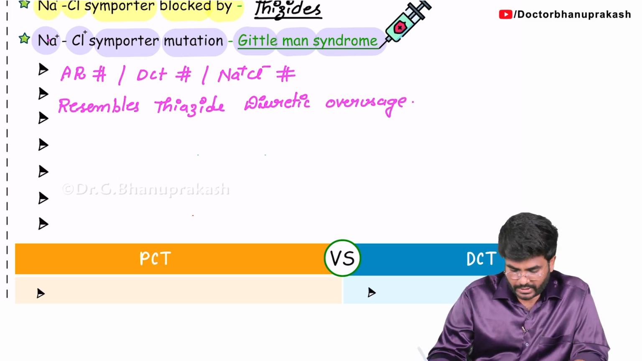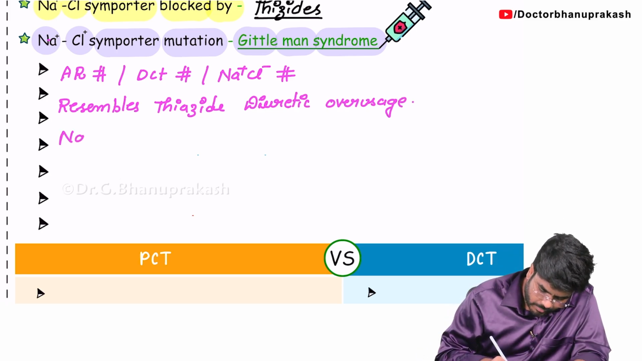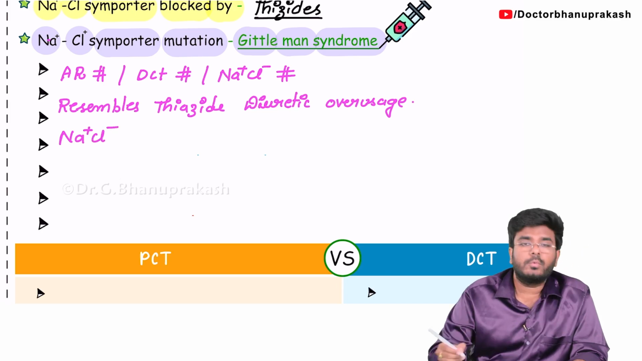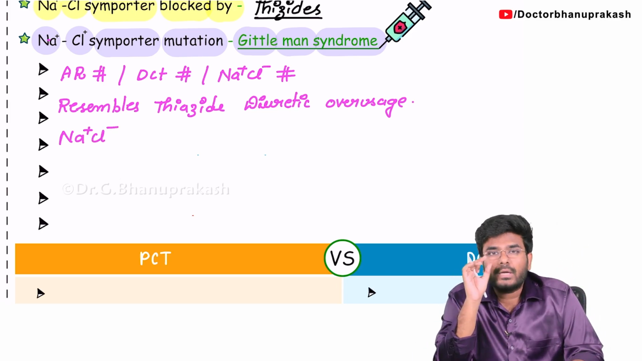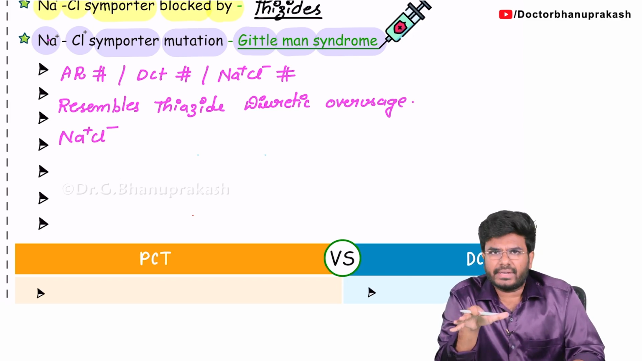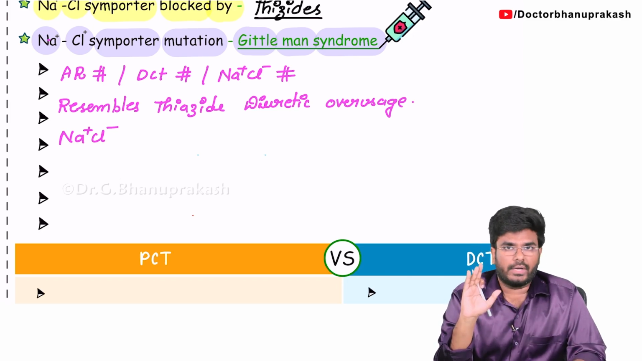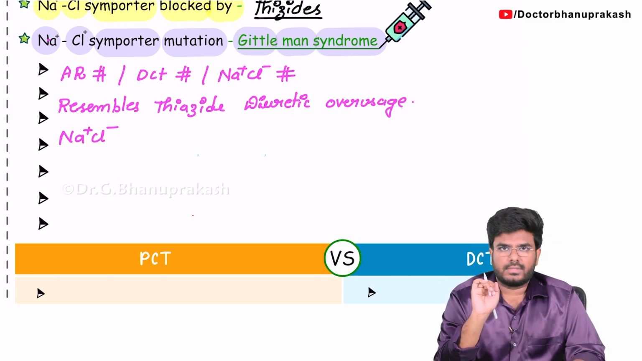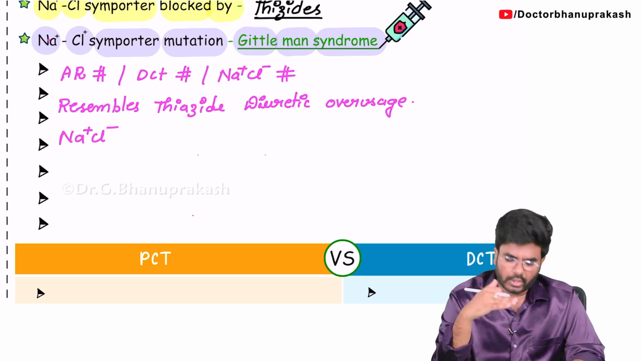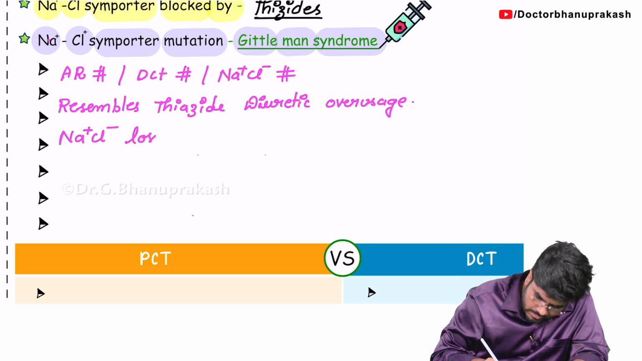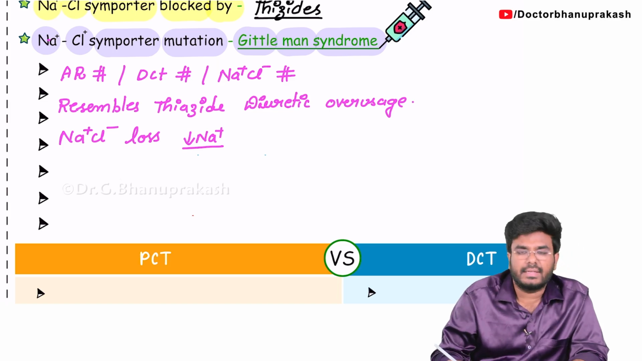Next, what else do you have to know? In this condition, there is sodium chloride loss. When compared to Bartter, Gitelman is like a mild variant. In Bartter there is more sodium chloride loss, but here there is less sodium chloride loss. But at the end of the day, because of the mutation of the sodium chloride symporter, there is sodium chloride loss. So what happened to the sodium levels in the body? Decreases. Don't forget, the sodium levels are decreasing.